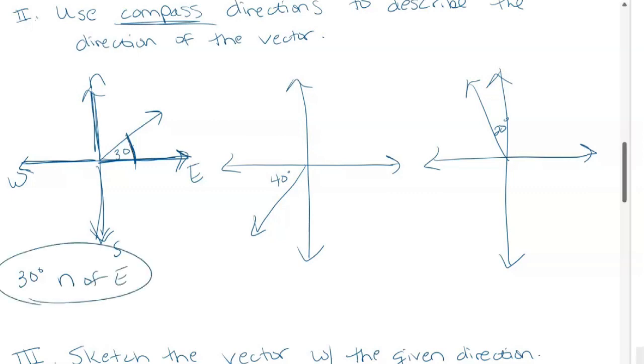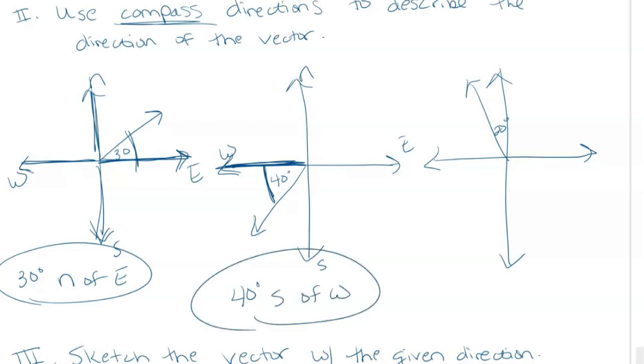Okay, because east is the axis with which I formed this. Similarly over here, my reference angle is here. It's made with the axis facing west. Again, hopefully you know all of your cardinal directions. And with regards to west, I'm south of that. So I'm 40 degrees south of west for this guy.